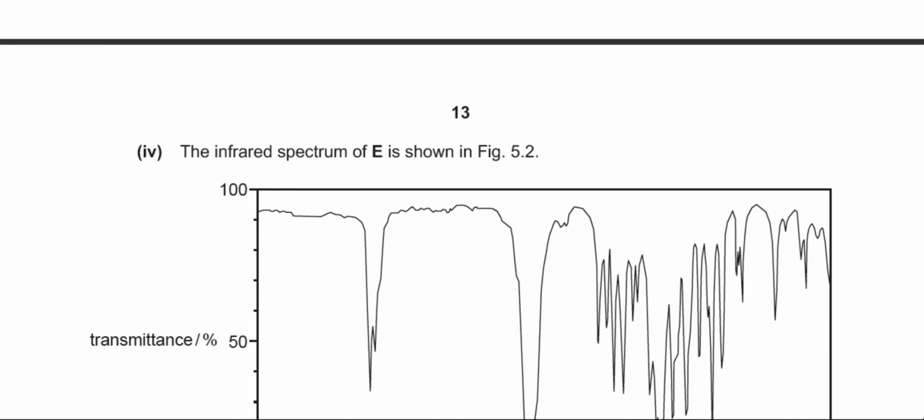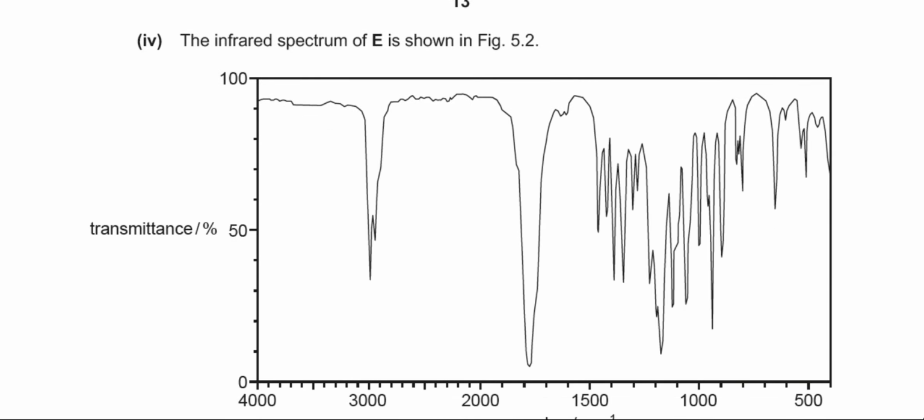Next part, let's see what it is. So it's the infrared spectrum of the same compound E. Remember, E contains only one functional group, that is ester. But D contains two functional groups. The one is carboxylic acid, the other one is the secondary alcohol.